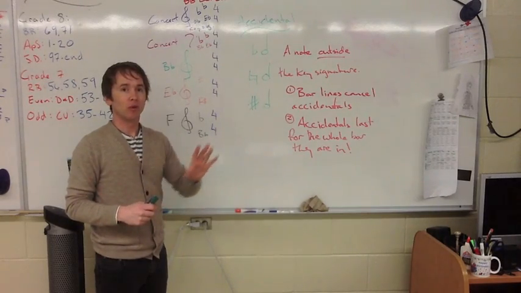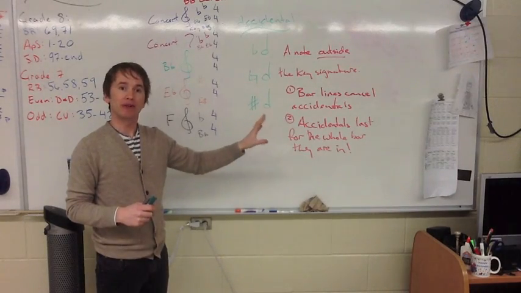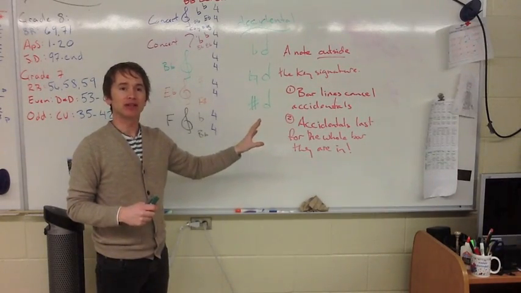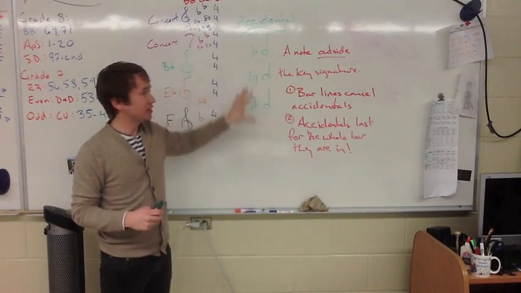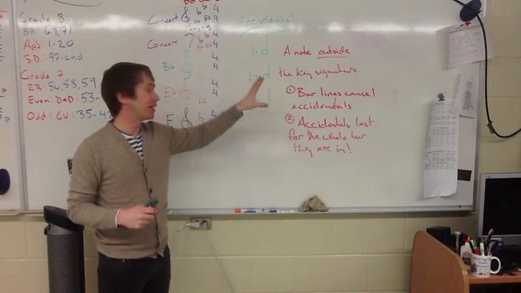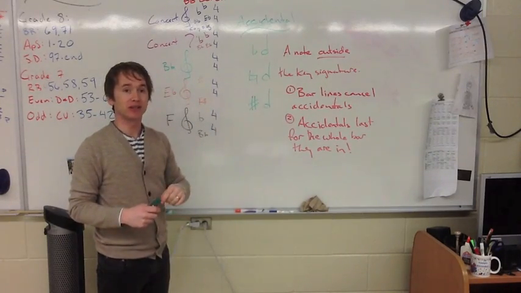This is what you need to know about accidentals. Play through line 56A as well as line 58A, and you'll encounter this accidental, A flat, B flat, F natural, or E flat, which again is a note outside of the key signature.